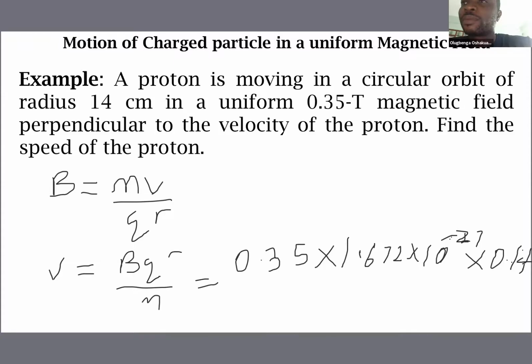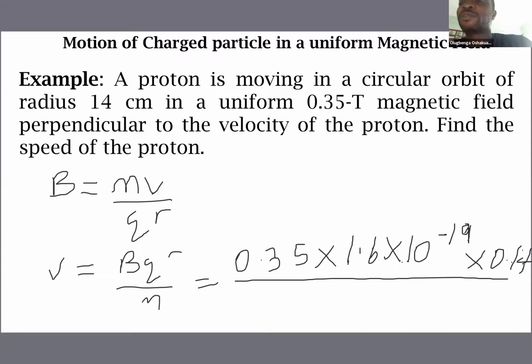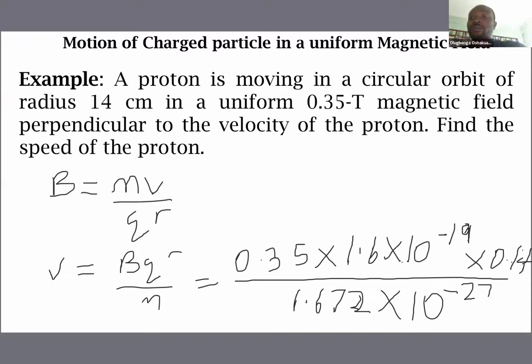Oh, sorry, I made a mistake. After B, the next one is Q. Q is charge. Charge of the proton is, I put down the mass instead of the charge. The charge is 1.6 times 10 raised to power minus 19 coulomb. And R is the radius of the circular orbit, which is 0.14 meter, divided by mass. Then now mass of the proton, that is 1.672 times 10 raised to power minus 27. So whatsoever you get from that, easily you get the speed of the proton.